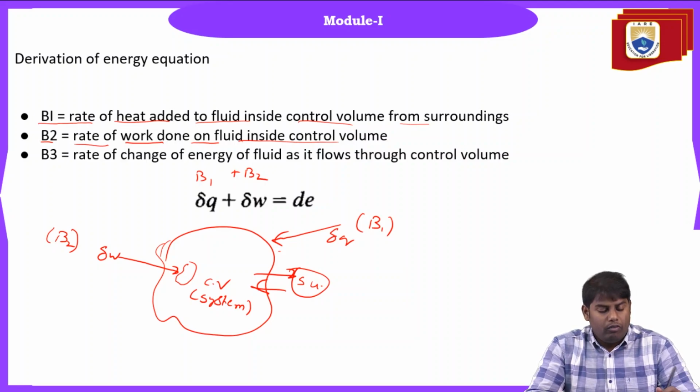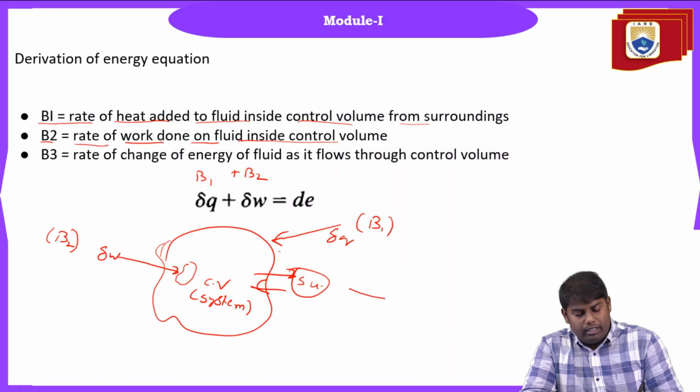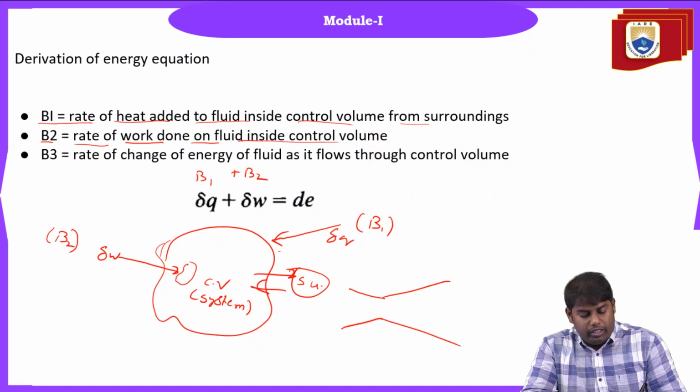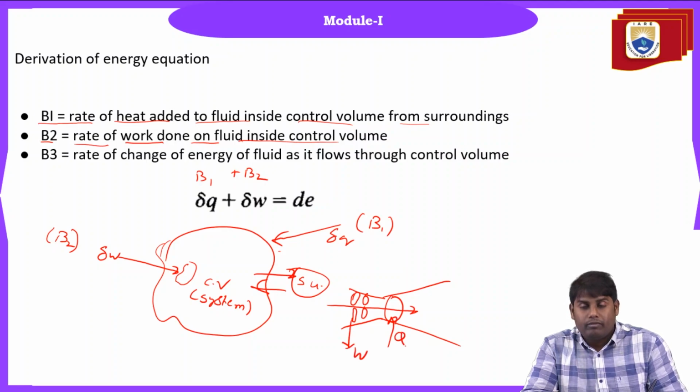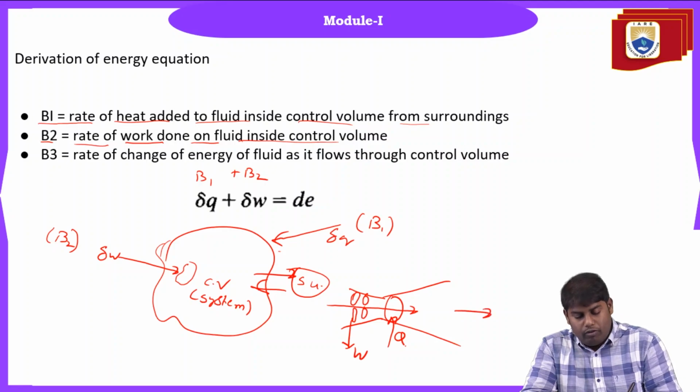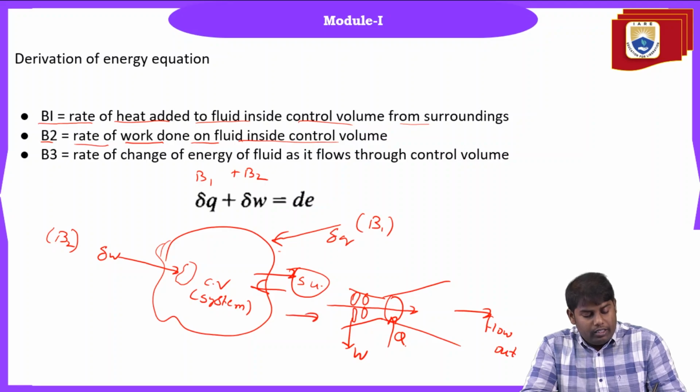So for example, let us take an engine. In the engine you have, let's say, a compressor. So here you have compressor blades, and through this the flow is going. Here you have heat addition, let's say delta Q. Here you have work actually. Fine. So this is flow in, and this is flow out.